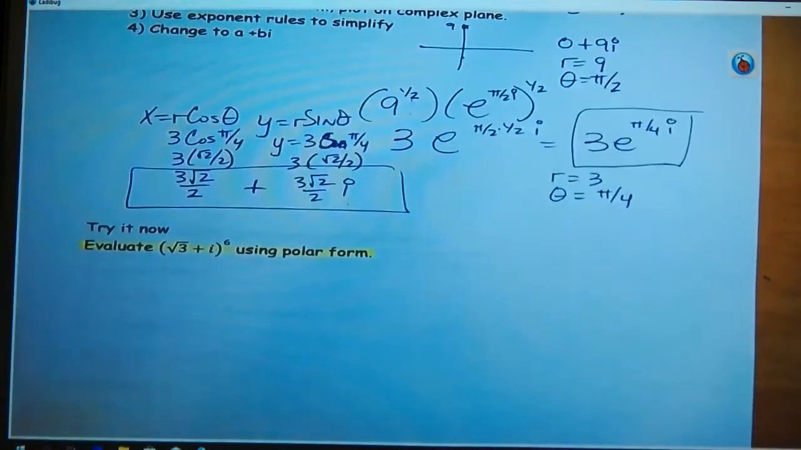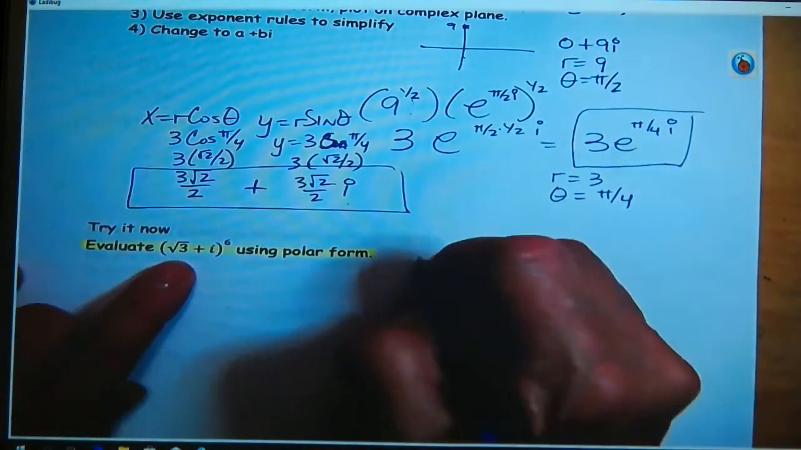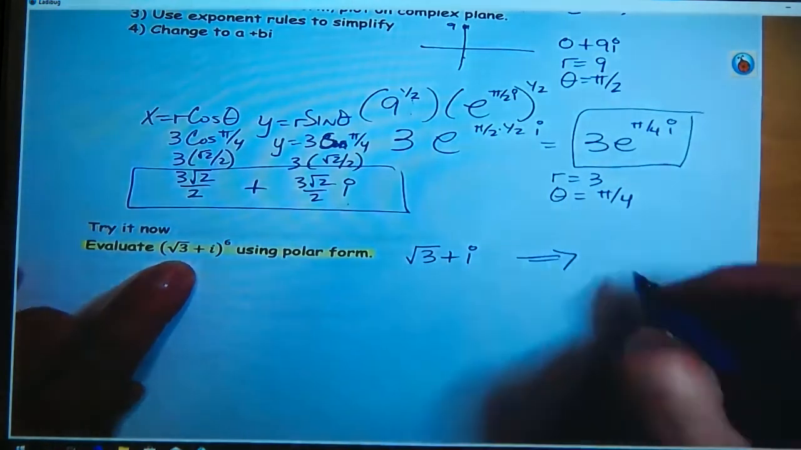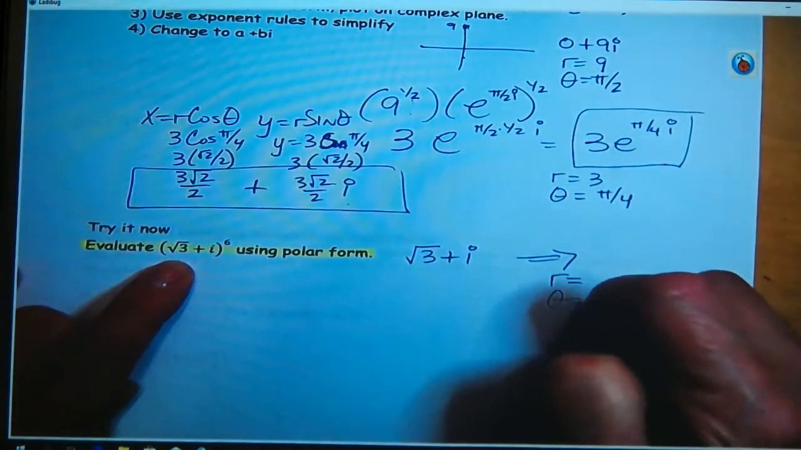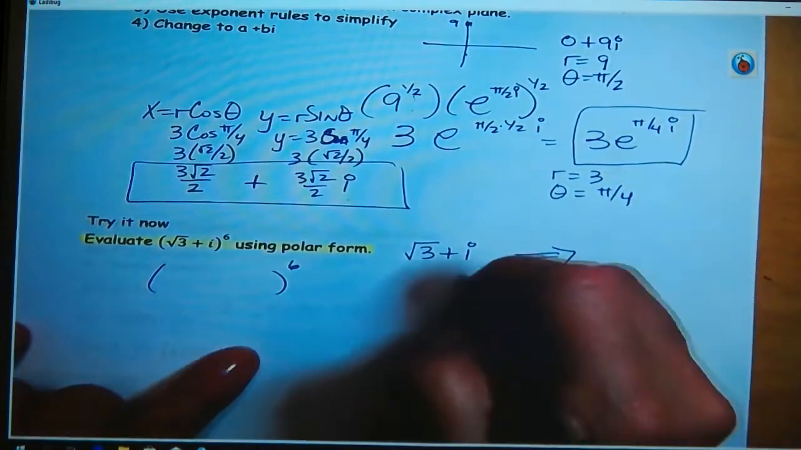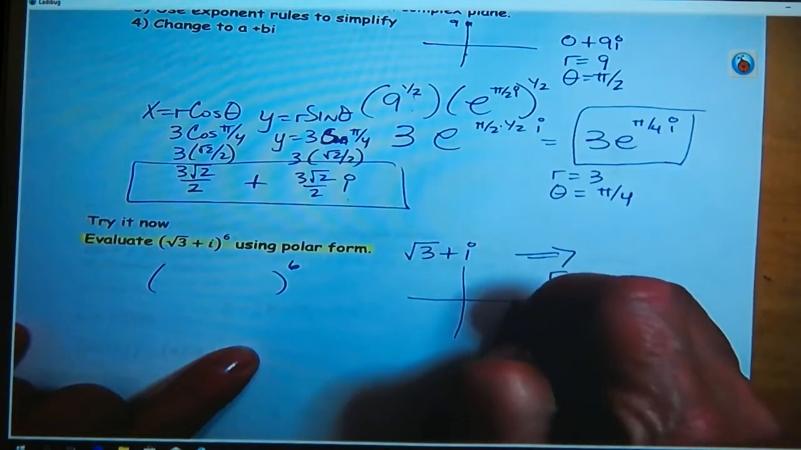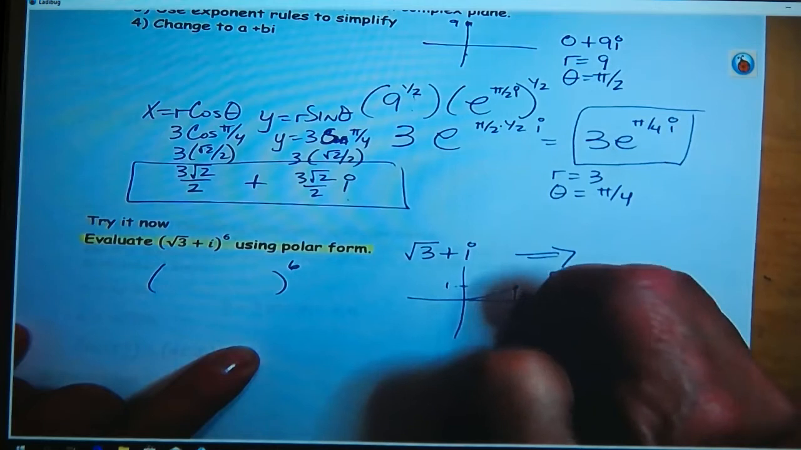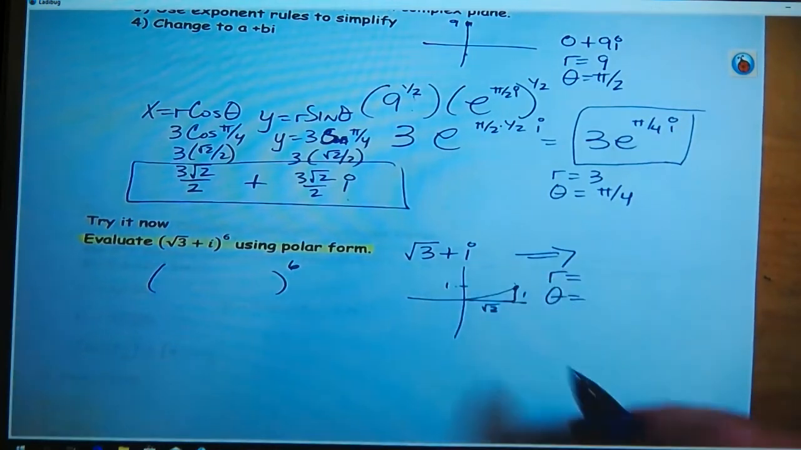Let's do one more. All right, first step, change the square root of 3 plus i to polar form. I need my r and my theta. Then I'll take that to the 6th power. So graph it. Square root of 3 plus i. Okay, there's 1. I know that. And then the square root of 3. This is on the unit circle, I can tell.